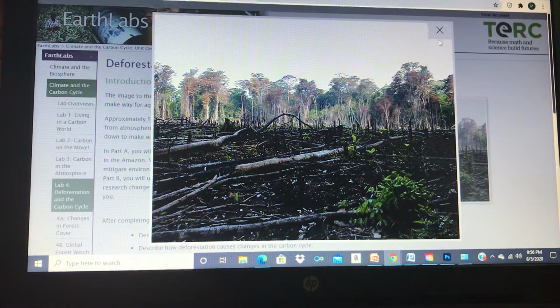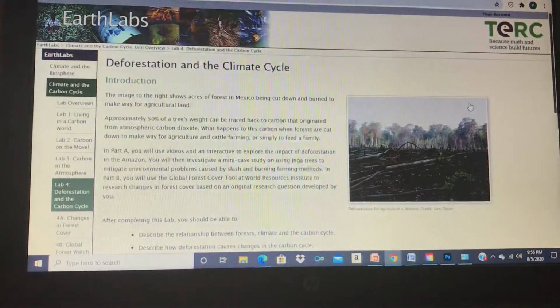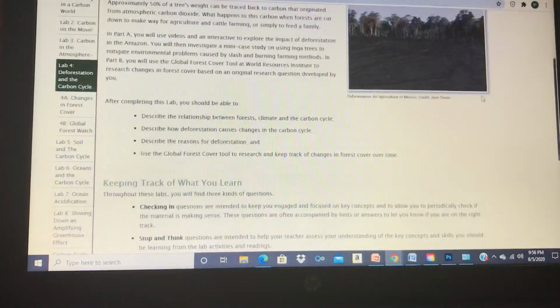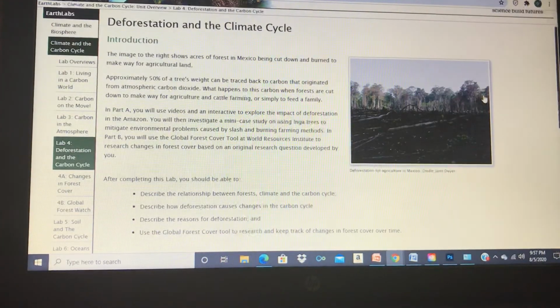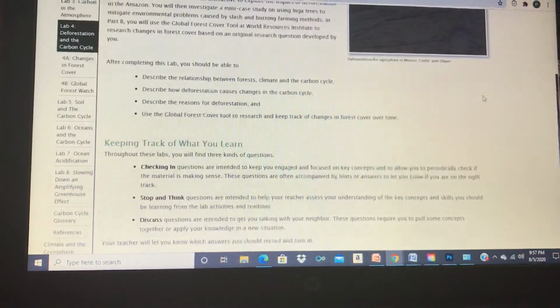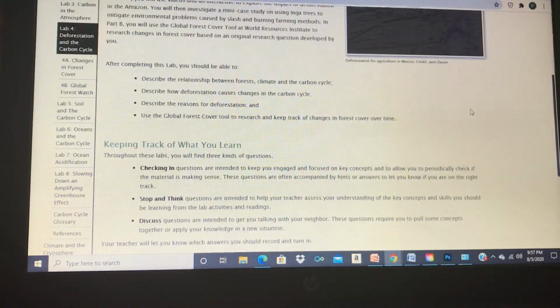All right, so we're going to go ahead and click out of this image and scroll down a bit. If you have any questions, you just let me know and we will see if we can answer. So here it just tells you after completing the lab, you should be able to describe the relationship between forests, climates, and carbon cycle, describe how deforestation causes changes in the carbon cycle, and describe the reason for deforestation. And we are actually going to use a global forest cover tool, which will let us look at different areas over time and what they look like because of deforestation.